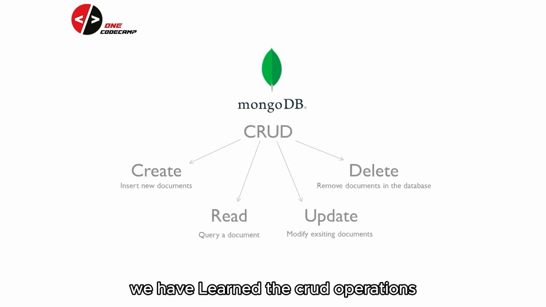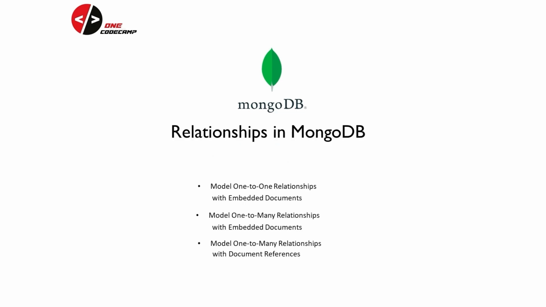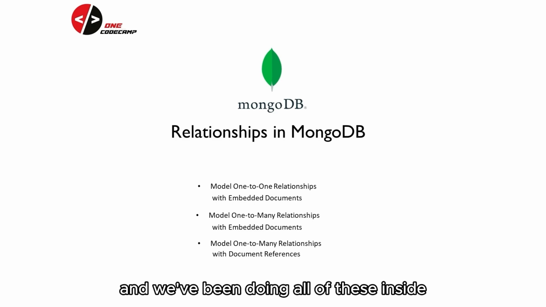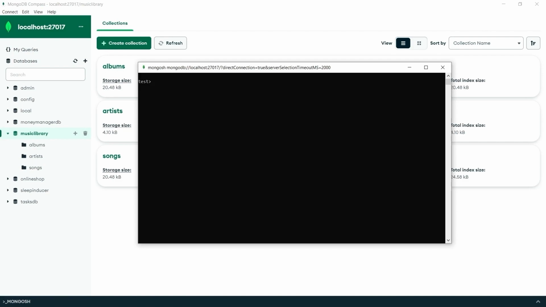So far in our MongoDB series, we've been talking about MongoDB and what it is all about. We have learned the CRUD operations and relationships in MongoDB. And we've been doing all of these inside MongoDB Compass and MongoDB Shell.